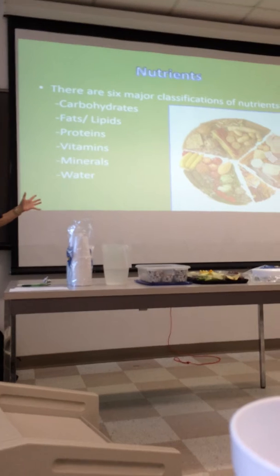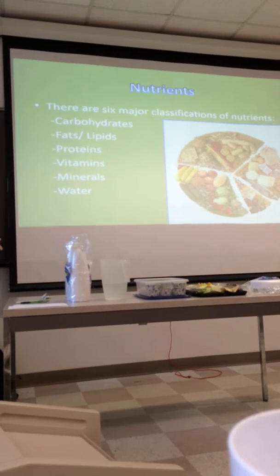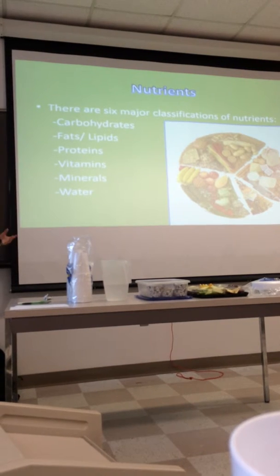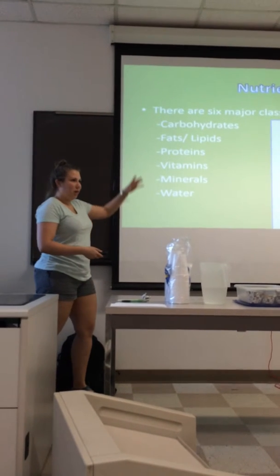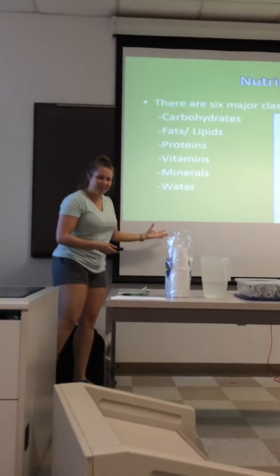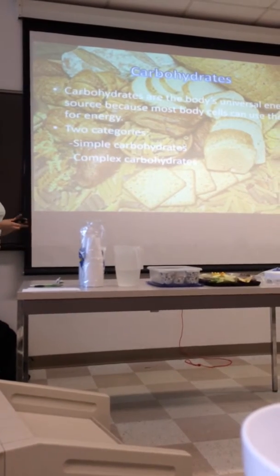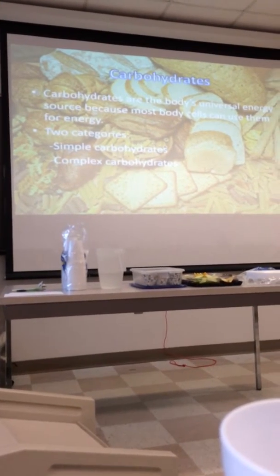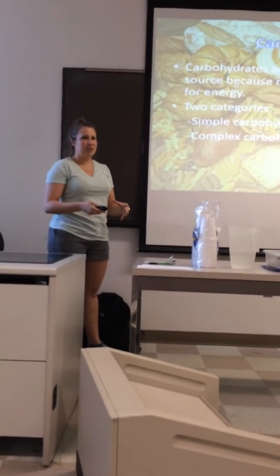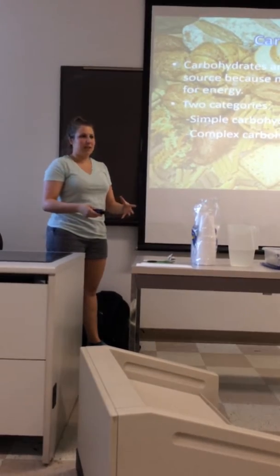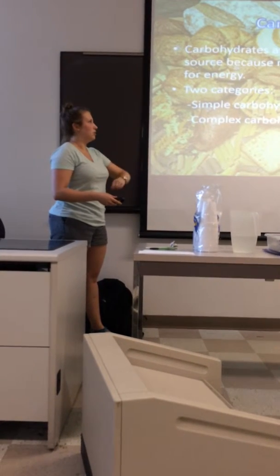Okay, so nutrients. There are 6 major classifications of nutrients. These are fats, proteins, carbs, vitamins, minerals, and water, of course. I could go into all the pathways these take throughout the body, thanks to biochem, but I'm not going to do that to you guys. So we're going to start with carbohydrates. These are the body's universal energy source because all of the cells use these for energy. For every metabolic process, it is the most readily available because it's broken down into glucose and on and on.